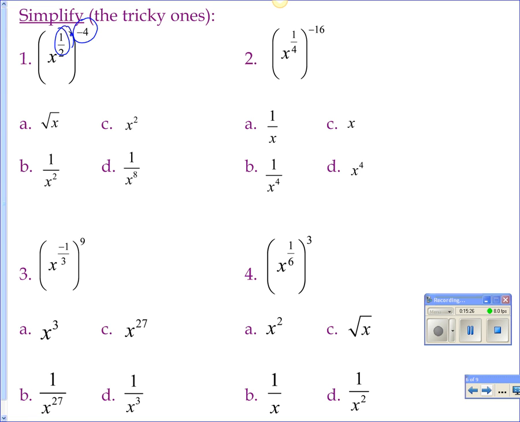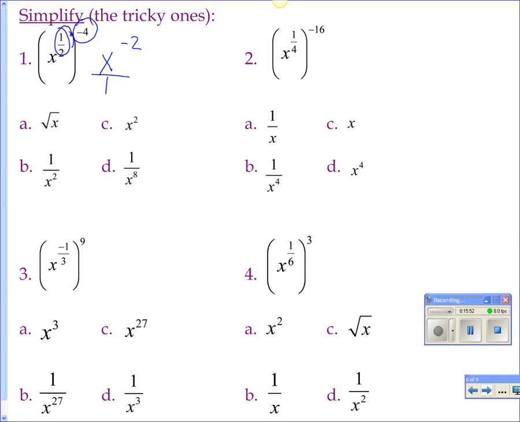So I'm going to write x. What happens when you multiply 1/2 times -4? What do you get? -2. So I multiplied these two numbers because there was just a parenthesis between them, and they were both little numbers, so I multiplied them. I got -2. Is that my final answer? No. What happens when it's negative? It wants to move. Good.